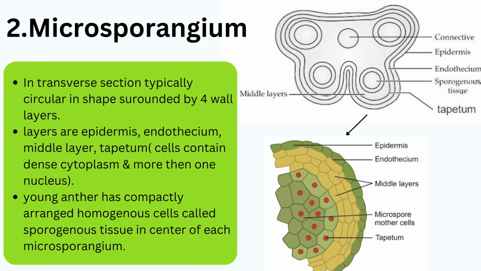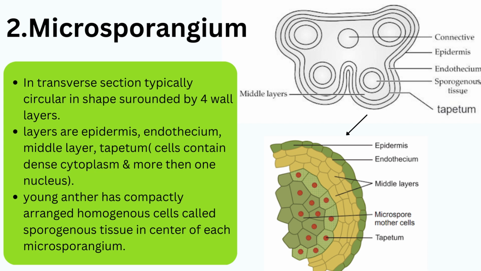Now coming to second part, the microsporangium structure. Agar hum ek transverse section kaatte hain microsporangium ka, to usme typically 4 round walls milti hain aur wo circular in shape hota hai. Agar bahar se shuruaat kare to pehli layer epidermis, second layer endothecium, third layer middle layer and fourth and last layer is tapetum.